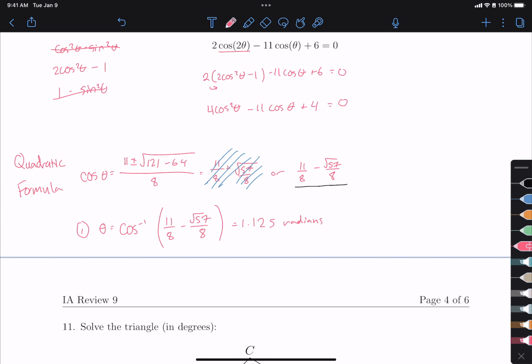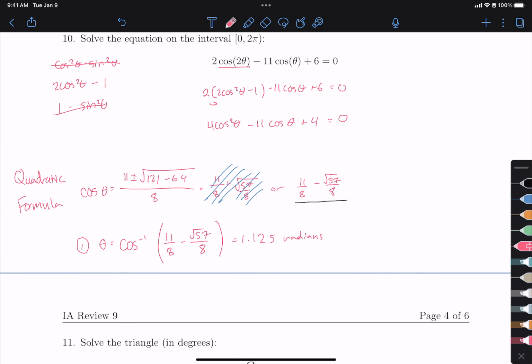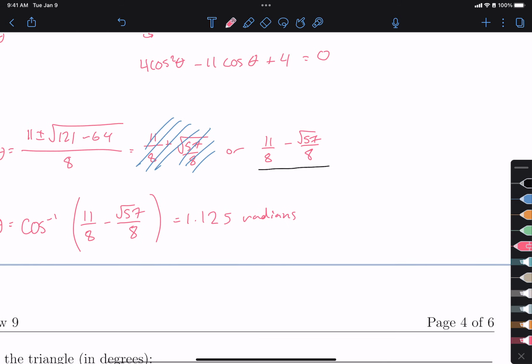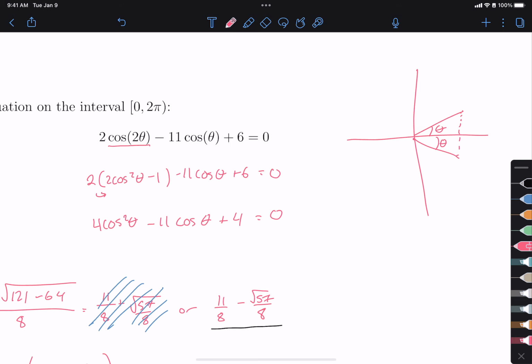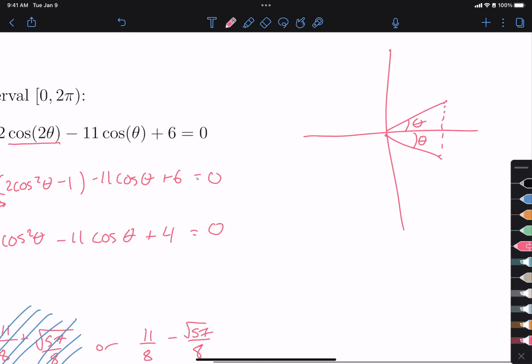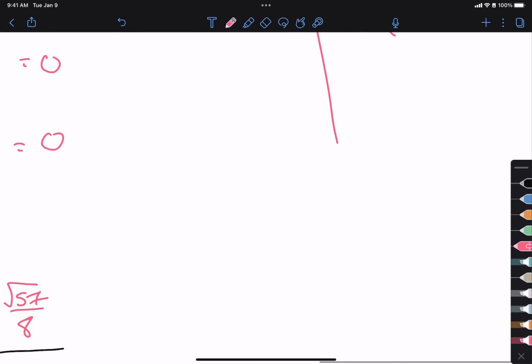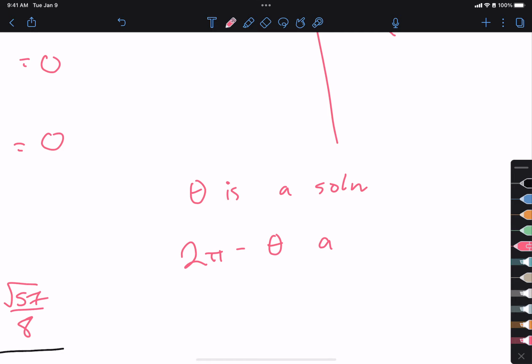And you may be like, okay, cool, I'm done. I did the cosine inverse, we found it. But there's another value, right? So we actually have to use this special property of cosine. If we look here, we know that cosine of an angle theta is going to be the same as cosine of negative theta. So if we went counterclockwise that same degree measure, which means if theta is a solution, then that means that 2 pi minus theta is also a solution.